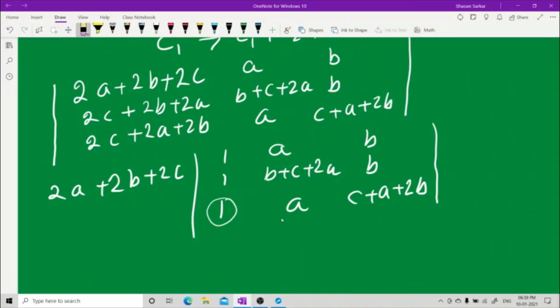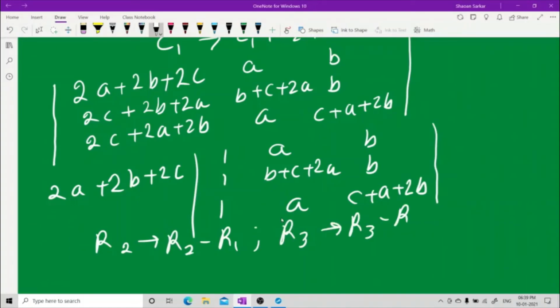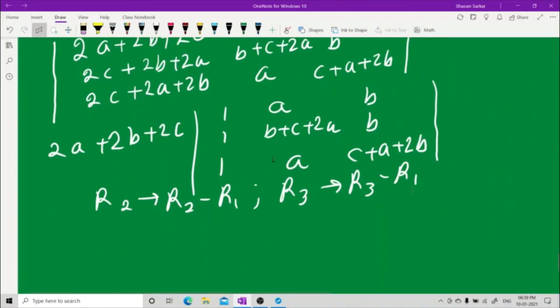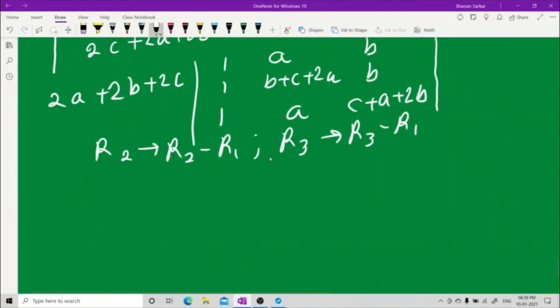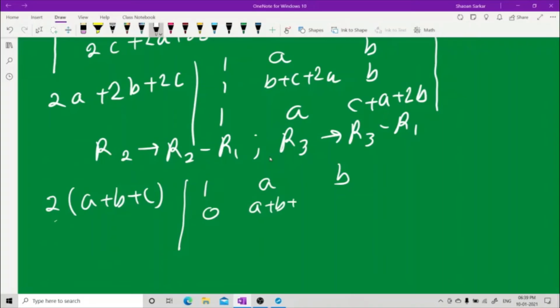Now the next part is R2 is to be replaced with R2 minus R1, and R3 is to be replaced with R3 minus R1. Now in the next part, we will see 2 can be taken common, A plus B plus C. This 2 has come out. You can see 1, A, B. Now 0, it will be A plus B plus C, because this minus this will give me A plus B plus C, and this will be a 0. Now similarly, this will be a 0, this will be a 0, and this will be C plus A plus B.